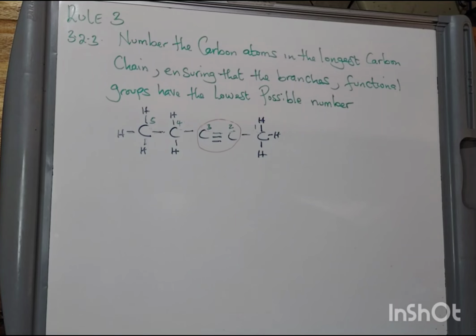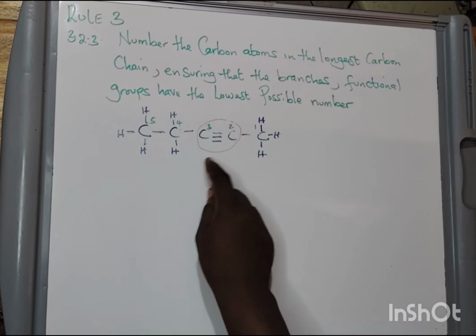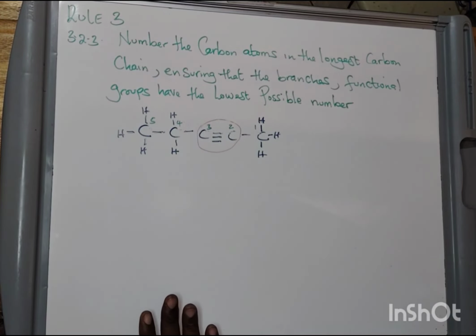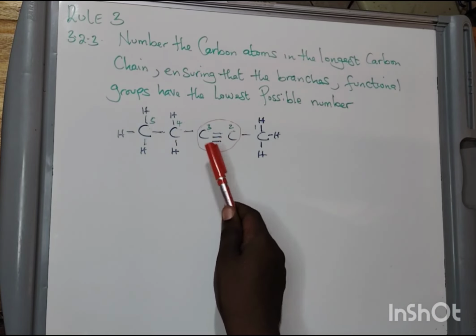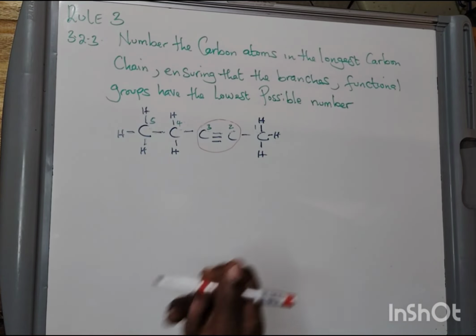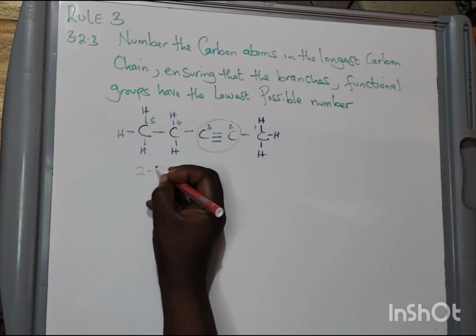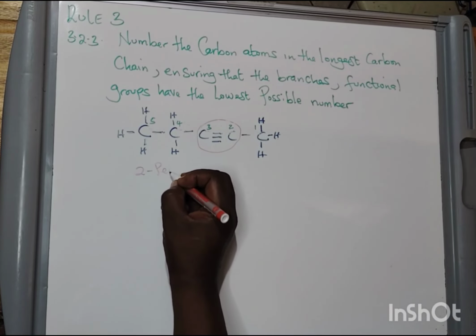Okay. So if it is pentyne, how do you deal with the positioning of the triple bond? You count 1, 2, and the name becomes 2-pentyne.